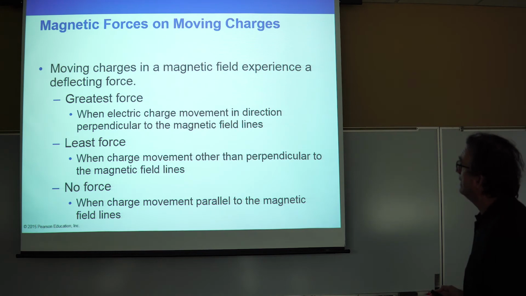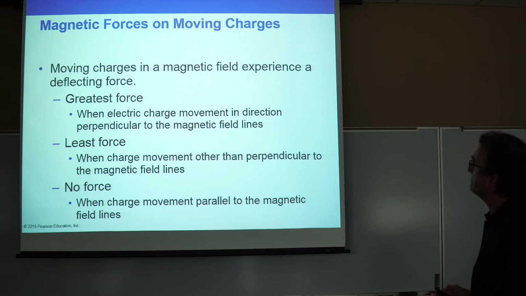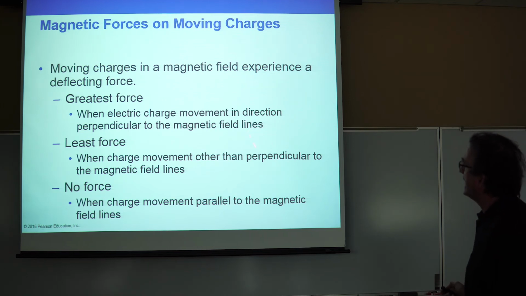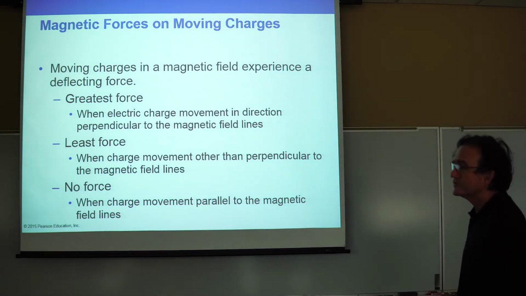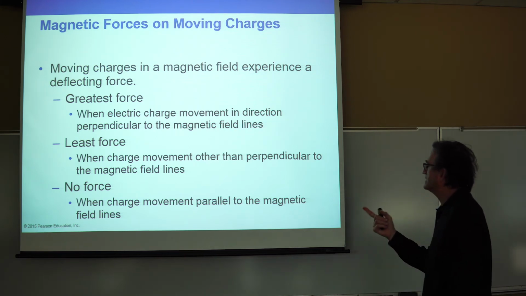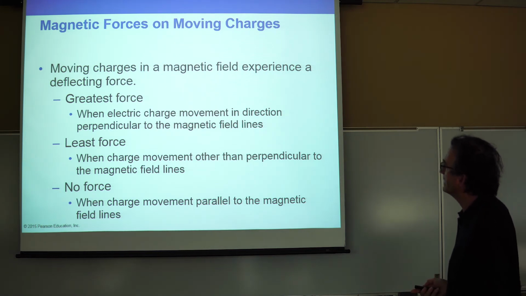And we've shown that in the picture with the wire that got deflected in the U-shaped magnet. It will be the greatest force when the electric charge movement is in the direction perpendicular to the magnetic field lines, and it will be least when the charge movement is parallel. That's to say, that's the case where there's actually no force, when the charge movement is parallel to the magnetic field lines. So we only get a magnetic force when there's a component of the velocity that's perpendicular to the magnetic field lines. And then we can see the magnetic force.